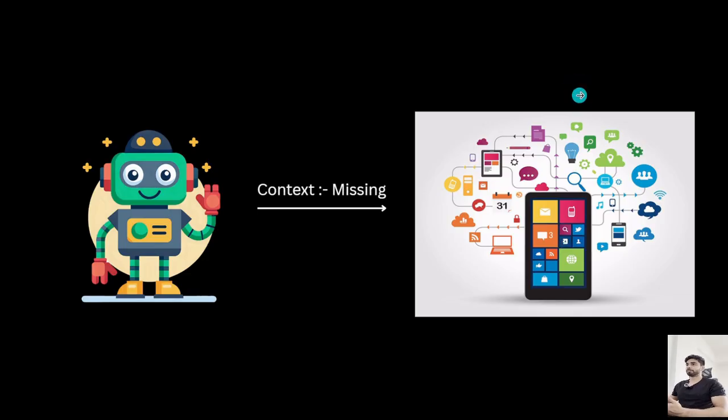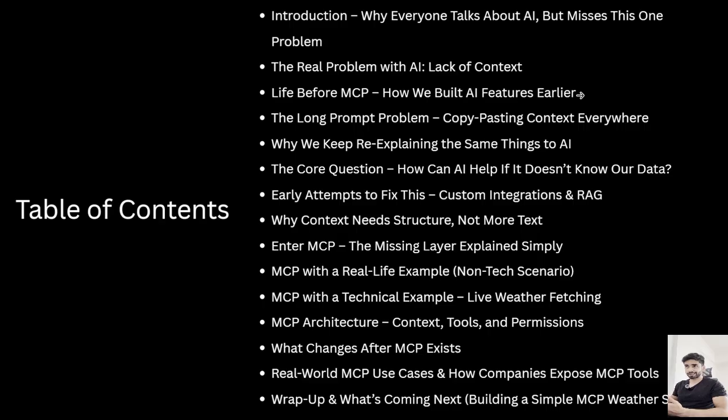In this video, I will break down why context is such a challenge, how developers have been trying to solve it, and why MCP is the missing layer that actually makes AI useful in real world apps. By the end of this video, you will understand how MCP works, its architecture, and even some real life examples, all in a simple, easy to understand way. So let's dive in.